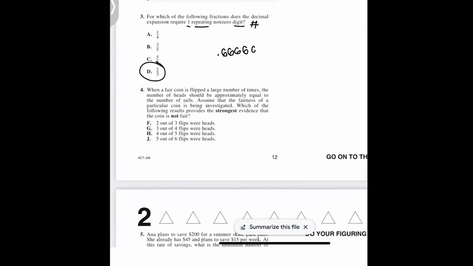So on number four, when a fair coin is flipped a large number of times, the number of heads should be approximately equal to the number of tails. Assume that the fairness of a particular coin is being investigated. Which of the following results provides the strongest evidence that the coin is not fair? So here's the thing. If you look at percentage, F is going to be a bigger percentage, but that's not a lot of testing. And if you think about testing, you want to have more volume or just more times that you test it. So on this one, the answer is going to be J, just because of the number of tests or flips.